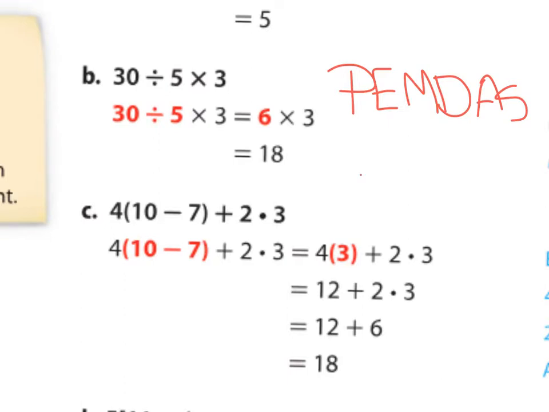So we have parentheses first. And we find the number in the parentheses. 10 minus 7 is 3. There it is. Now we must do multiplication or division. And here's our first multiplication, which is 12. 4 times 3 is 12. I would have done this one at the same time. It's another multiplication. 2 times 3 is 6. And then finally you find the sum of the two, and you get 18.